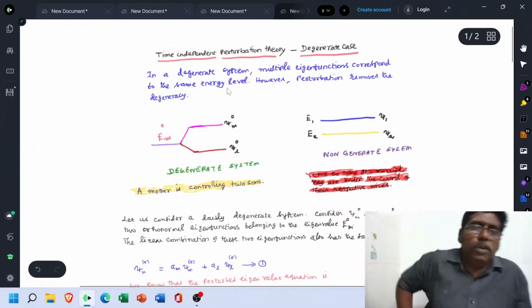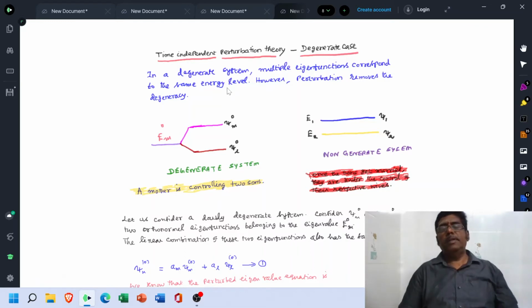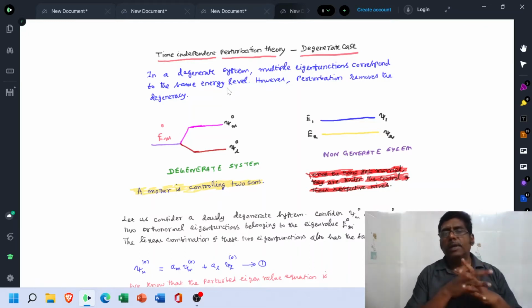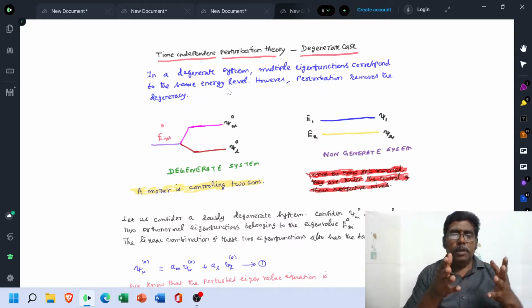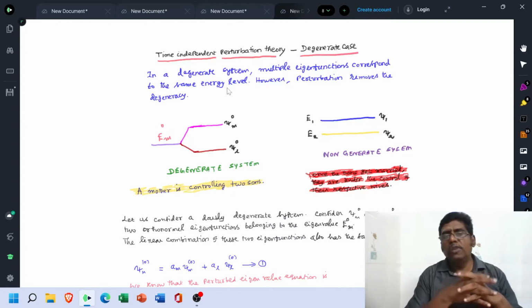In this presentation, we have to talk about time independent perturbation theory corresponding to a degenerate case. See, the degenerate system is given in this diagram. The two wave functions psi m0 and psi l0 have the same energy level Em0, so the system is said to be in the degenerate state. The system is in twofold degeneracy because two eigenfunctions have the same energy level Em0.